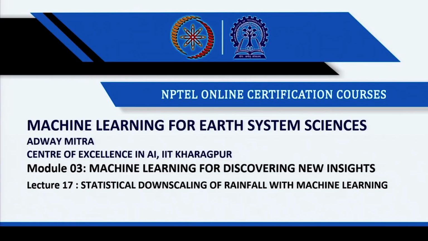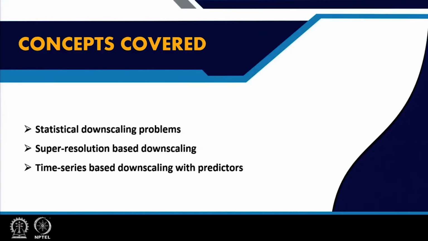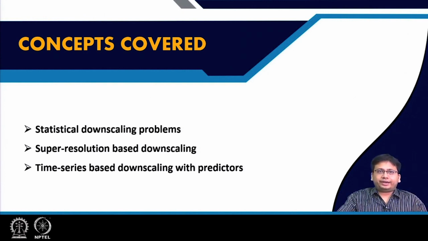Hello everyone, welcome to lecture 17 of this course on machine learning for earth system science. We are still in module 3, which is about machine learning for discovering new insights. So in today's lecture we will discuss the topic of statistical downscaling of rainfall using machine learning. The concepts we will discuss today are statistical downscaling problems, super resolution based downscaling and time series based downscaling in the presence of predictors or covariates.